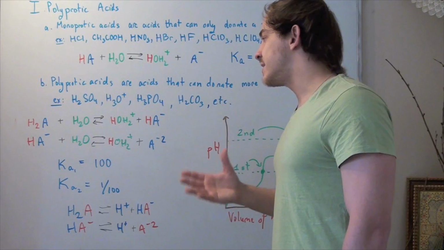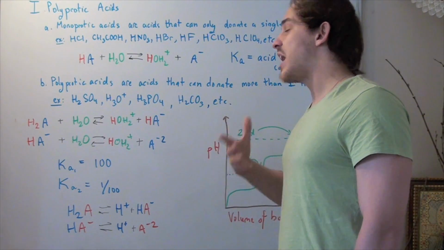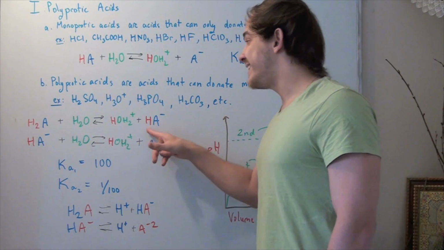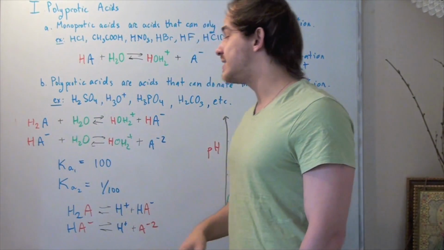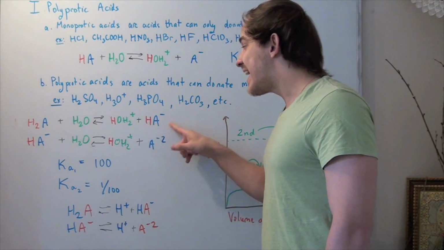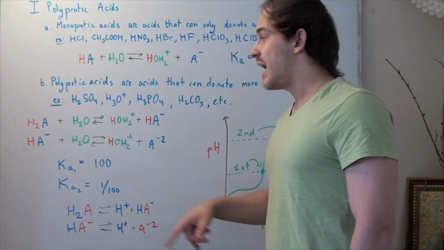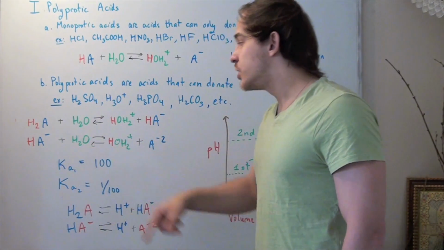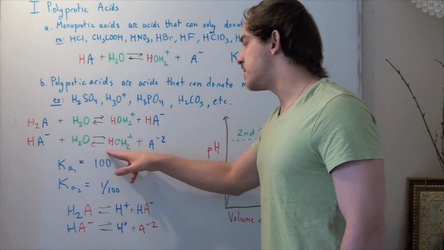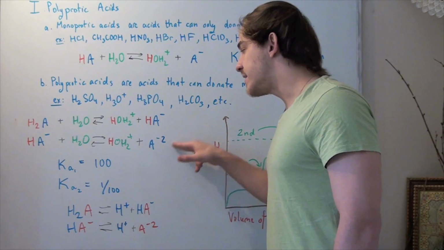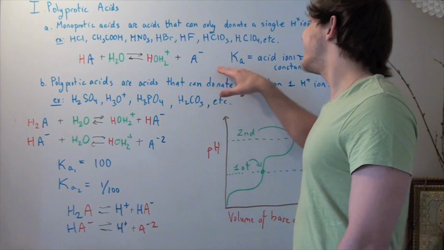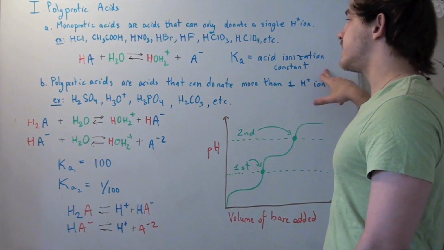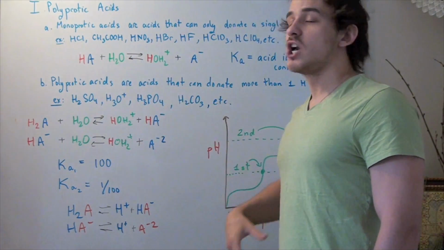Now let's look at this conjugate base. This conjugate base can go 2 ways. It can act as a conjugate base, taking this H back and creating back our acid, or it can act as an acid itself, and it can react with water to produce a second hydronium ion and the final conjugate base.